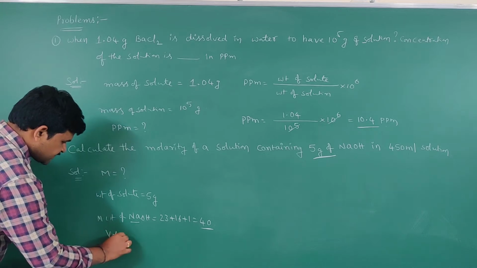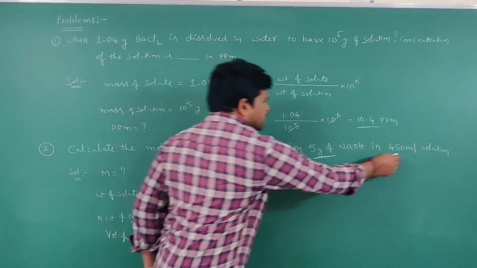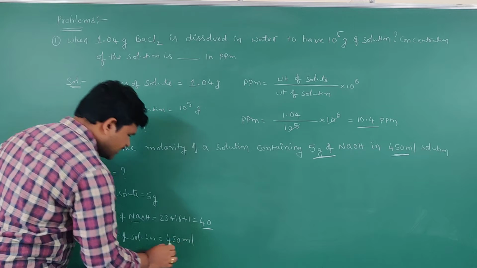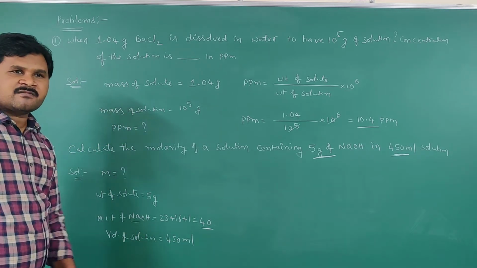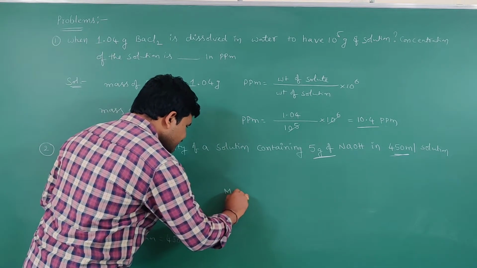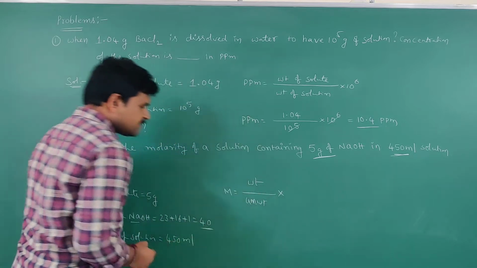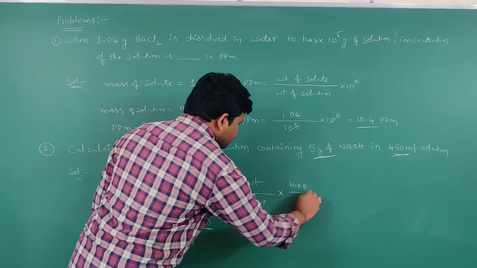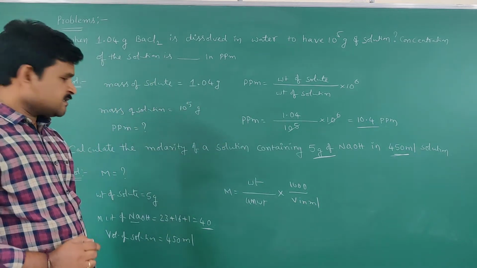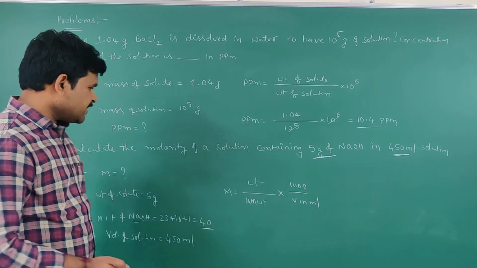Next, what is the volume of solution? So volume of solution is 450 ml. If volume is given in milliliters, what is the formula to calculate molarity? Molarity is equal to weight by gram molecular weight into 1000 by V in ml. Formulas you have to remember, students. Molarity is equal to weight by gram molecular weight into 1000 by V in ml.